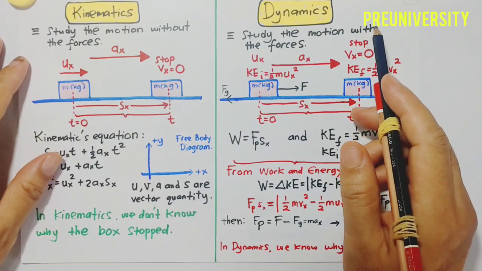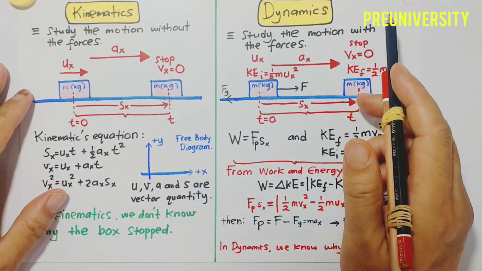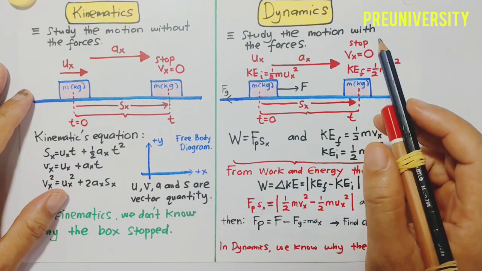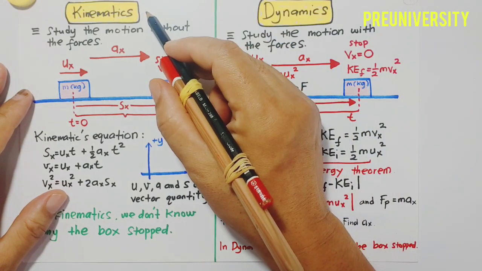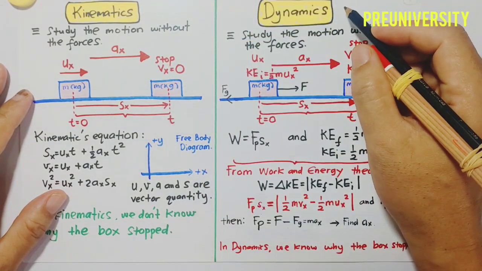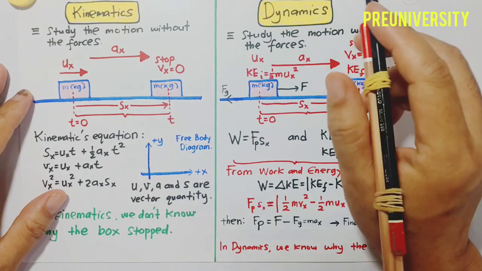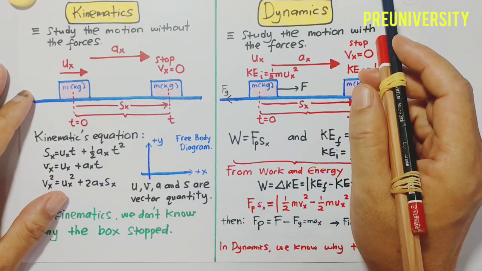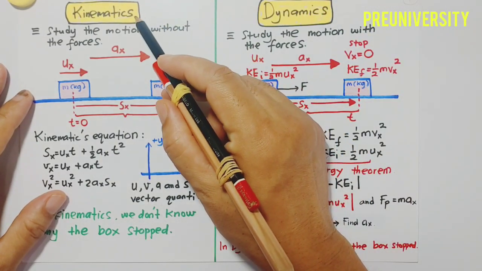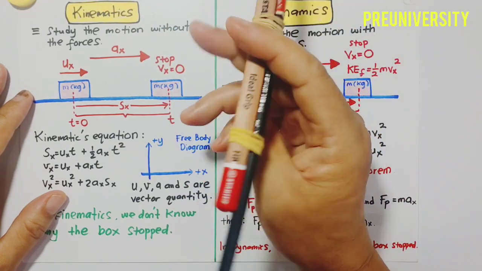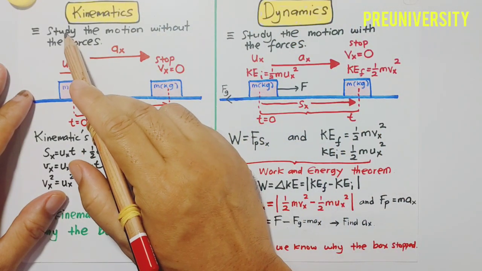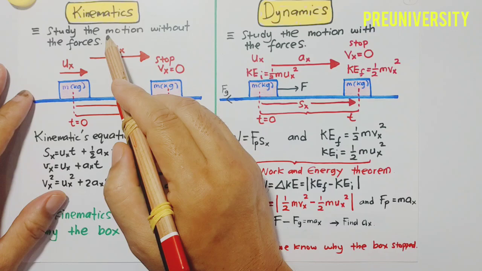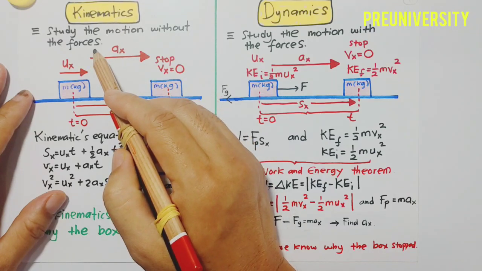So we continue our class. Today we need to understand kinematics and what is meant by dynamics. So actually, what is kinematics? The definition of kinematics is the study of motion, without the forces.